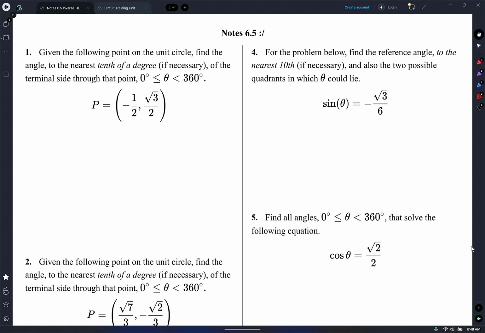All right, guys. Here we go. So here we go, guys.